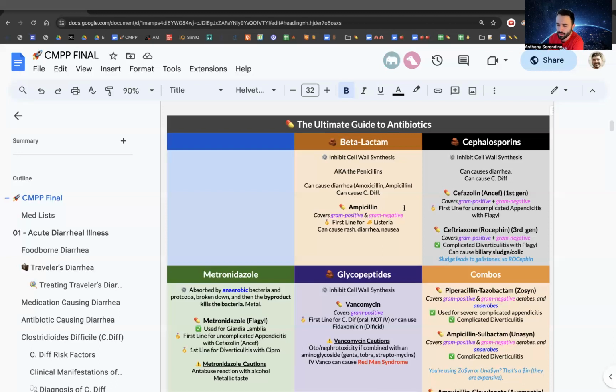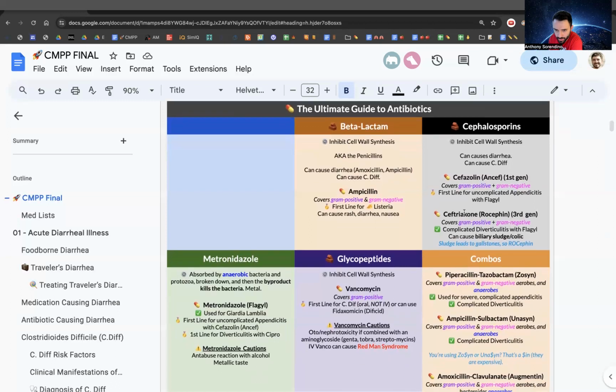The treatment for ROC, flag, and eagle was complicated diverticulitis, along with flag, which is Flagyl. And then eagle were Zosyn and Unasyn. I remember this stuff. I hope you guys do too.